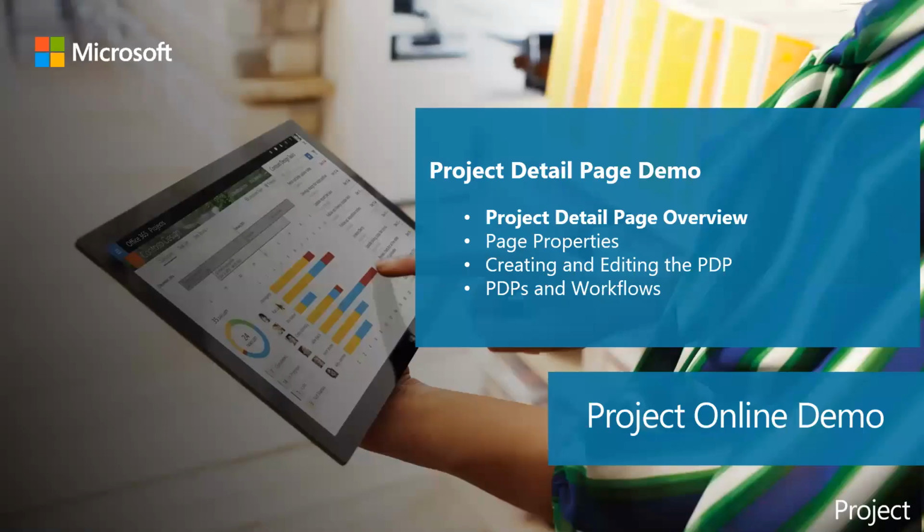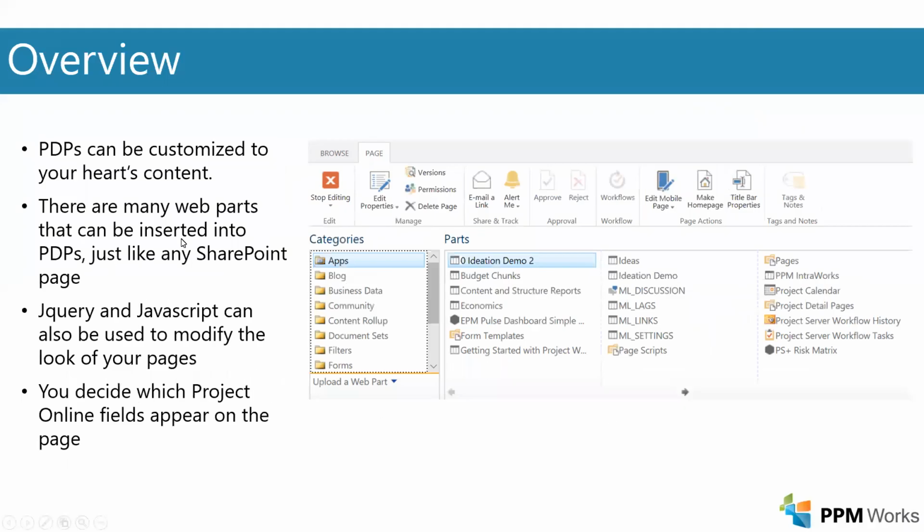So let's first do the project detail page overview. They can be customized to your heart's content. I love that expression, to your heart's content. As much as you want to do, you can do. There are lots of different web parts. We'll look at this expanded ribbon on the page edit section of the page, but lots of different web parts.